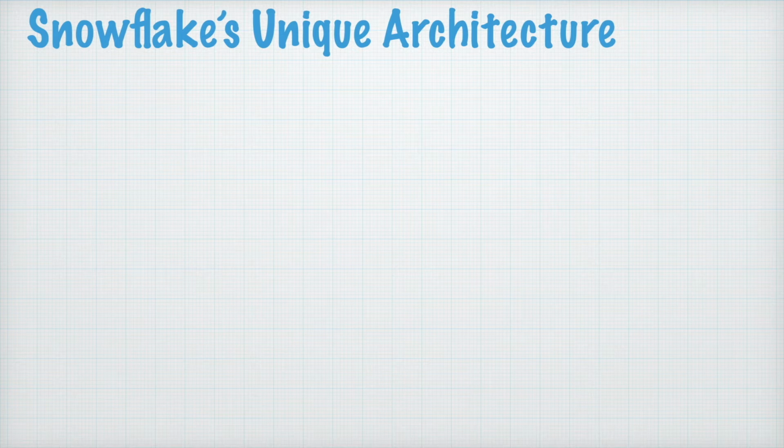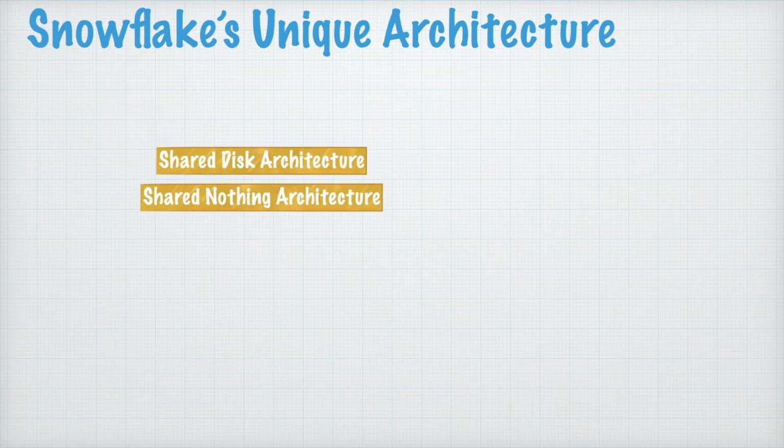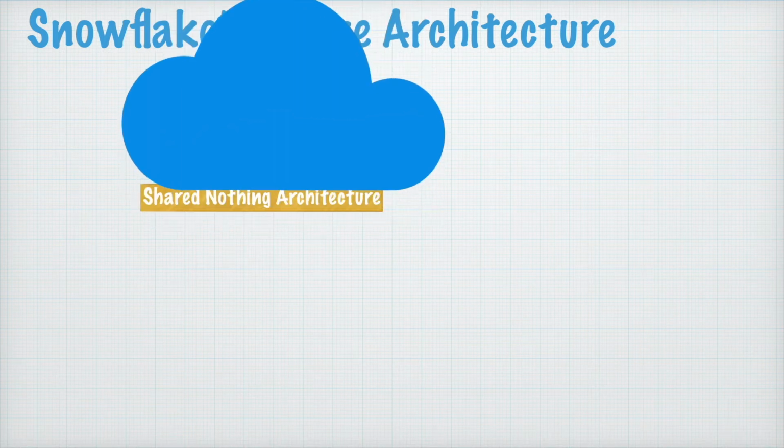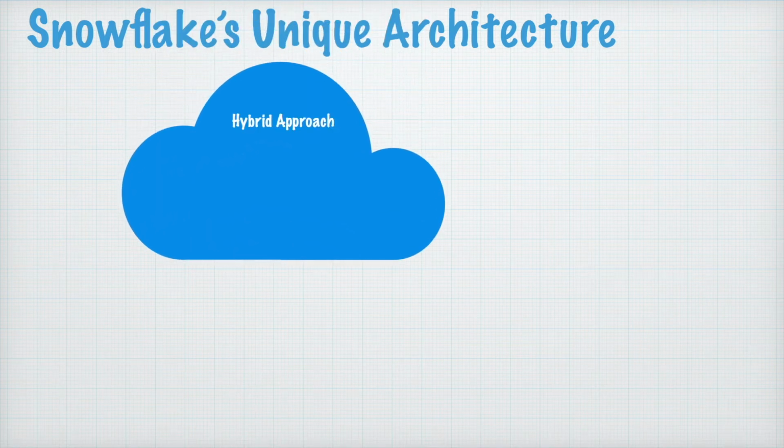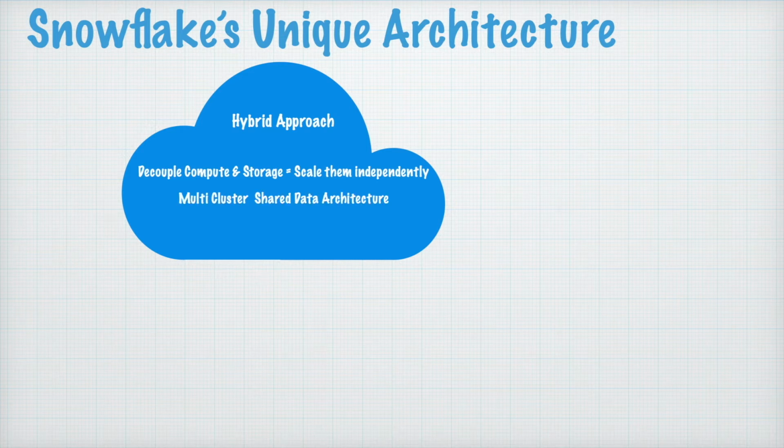So let's get into Snowflake architecture. We have seen the shared disk architecture and the shared nothing architecture, and their limitations and core capabilities. So what does Snowflake do? Snowflake follows a hybrid approach in which it decouples compute and storage, so they can scale independently. It is called multi-cluster shared data architecture, taking full advantage of the cloud native feature, which is elasticity. So it combines these two architectures and makes a multi-cluster, shared data architecture.